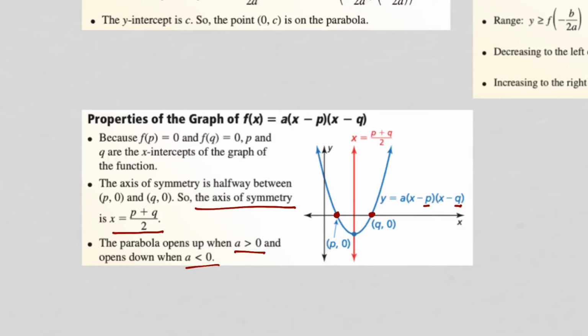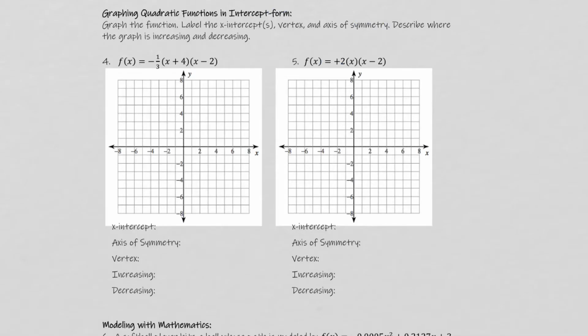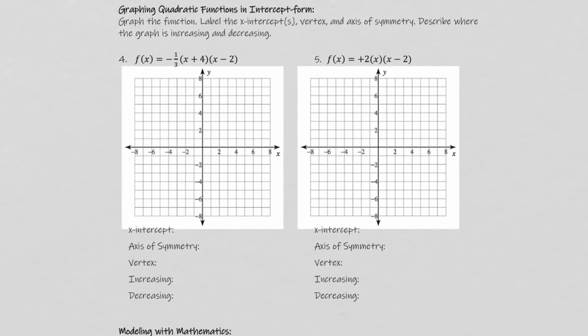All right, so if we go to the last page of the notes for 2.2, the third page here, we're going to look at 4 and 5. I know we did skip and do 6 already in the last video, but now we're going to go back and do 4 and 5. It wants us to graph the function, label the x-intercepts, the vertex, and the axis of symmetry, and describe where the graph is increasing and decreasing.